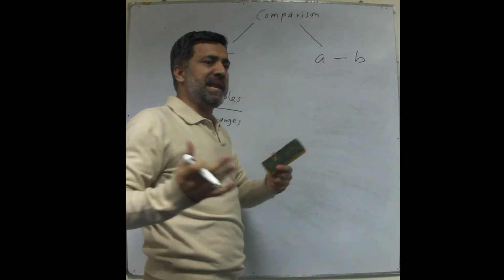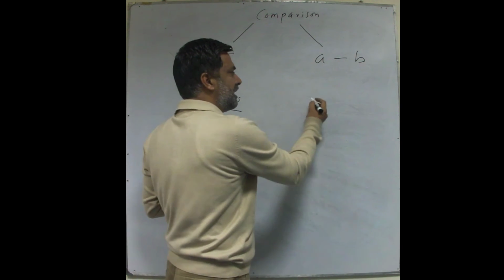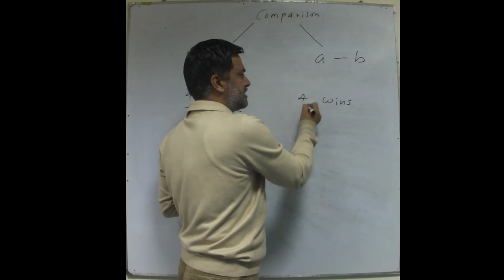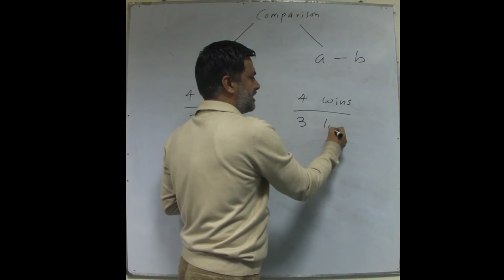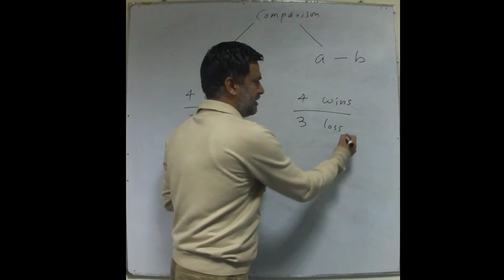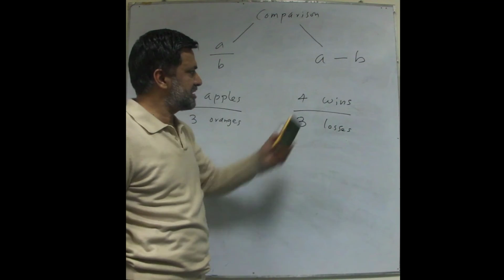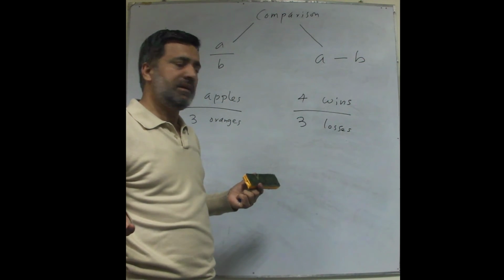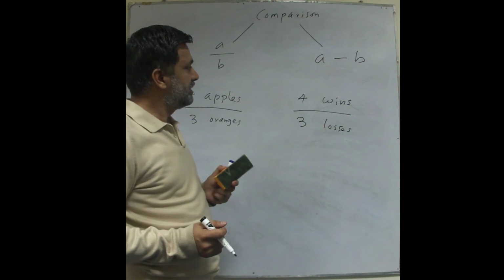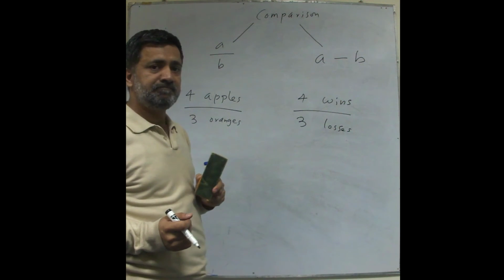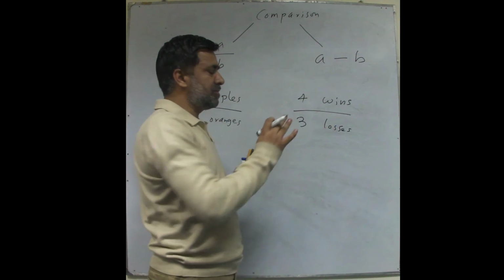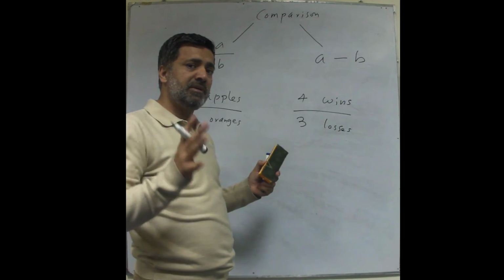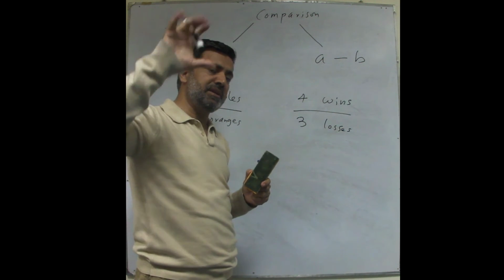Let's say I'm playing matches and I'm comparing my wins. Let's say I have 4 wins and I have 3 times I lost to my opponent. So I'm just comparing wins to losses. There is no sharing, there is no containment. Yeah? But it is still a valid operation. So it is wrong to call it a fraction, because a fraction was motivated from that sharing and containment.